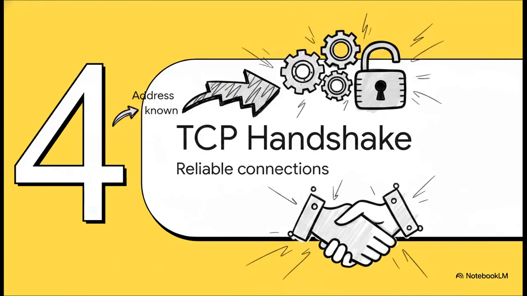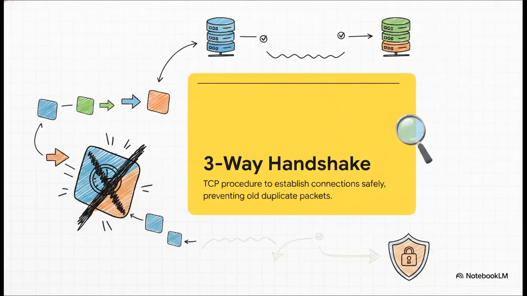Which brings us to Section 4, the TCP three-way handshake, establishing a reliable connection. Because the internet is vast and, honestly, pretty unpredictable, it can delay packets for incredibly long periods of time. So a simple hello just isn't enough to start sending sensitive data. The transport layer needs a foolproof way to verify that a connection request is actually current and valid right now.